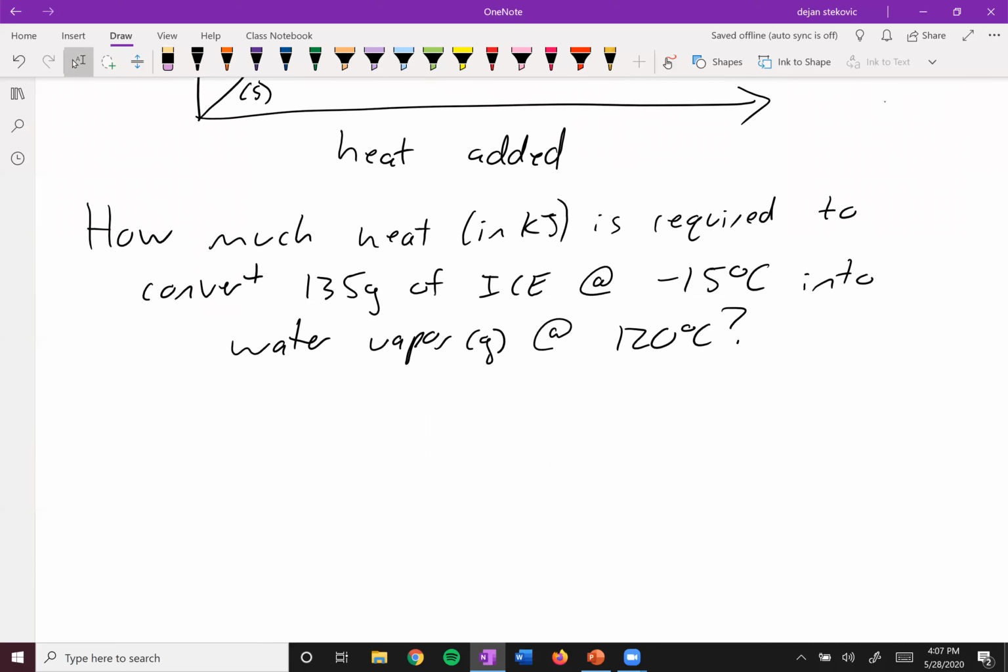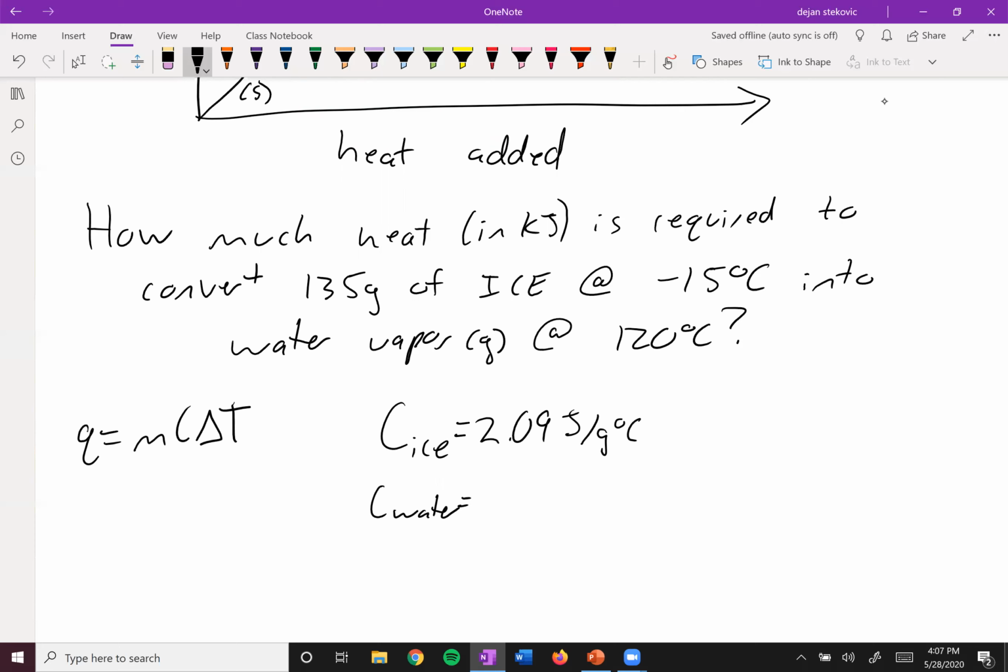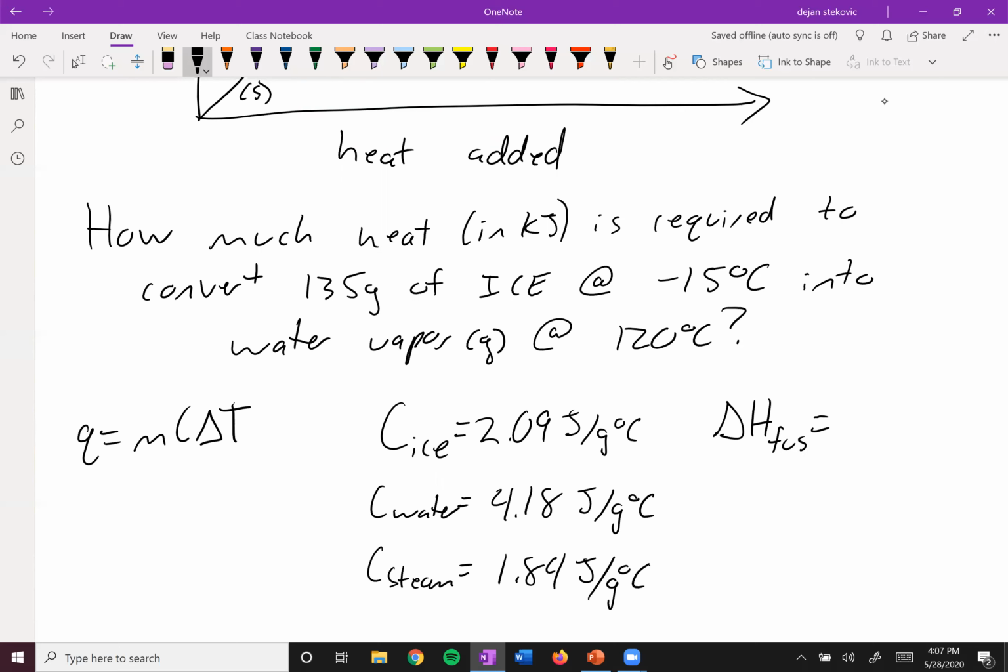And then you're given a bunch of equations, right? Think back to Chem 101. You know Q equals mc delta T. The heat is equal to the mass times the specific heat times the change in temperature. You're given the specific heat of ice is 2.09 joules per gram degree Celsius. The specific heat of water is equal to 4.18 joules per gram degree Celsius. And then the specific heat of steam or water vapor is 1.84 joules per gram degree Celsius. And then you're given delta H of fusion, which is melting, is 6.01 kilojoules per mole.